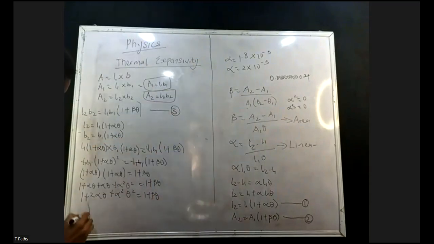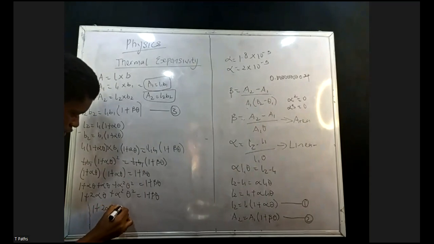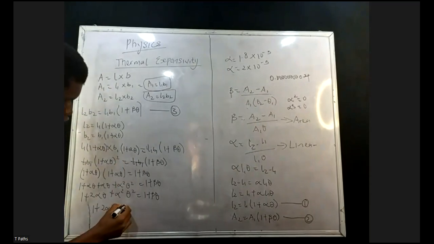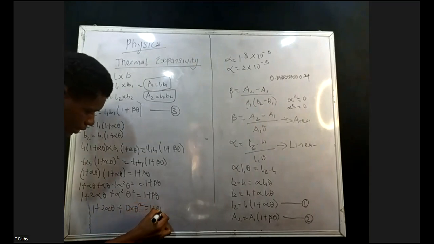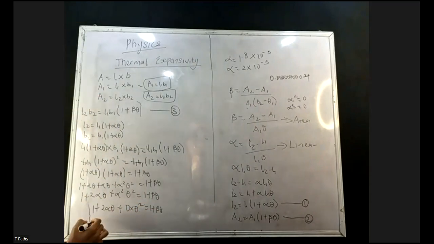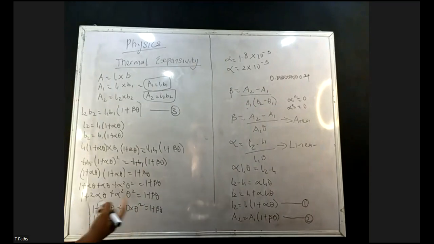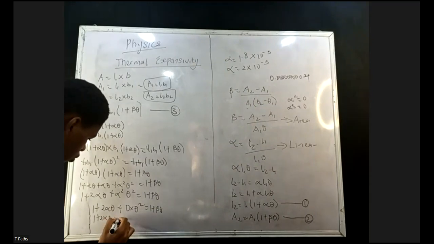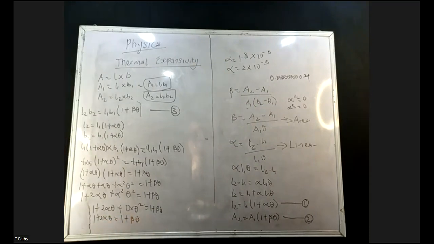So this is going to become 1 plus 2 alpha theta plus, since alpha squared is negligible, it's going to become 0 times theta squared, equals 1 plus beta theta. All right, so this is going to become 1 plus 2 alpha theta. Anything multiplied by 0 is 0. It's equal to 1 plus beta theta.